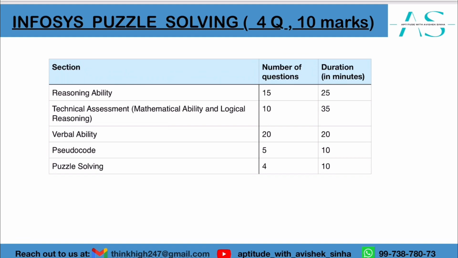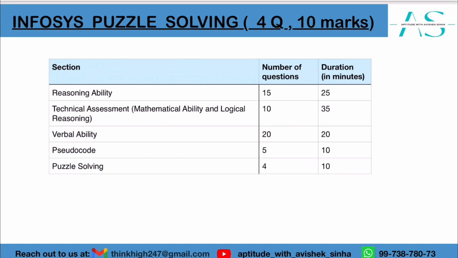If we talk about the paper, it comprises of these many segments. How many sections? 1, 2, 3, 4 and 5. As you can see, the respective number of questions and the duration in minutes is given to you. In reasoning ability, you have 15 questions and you are given 25 minutes for it, sectional timing. Then you have 10 questions based on reasoning as well as QA, quantitative aptitude, both mixed here, and you get 35 minutes. Next is verbal ability, 20 questions asked, 20 minutes.